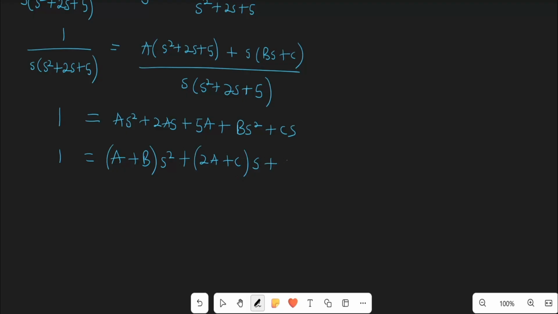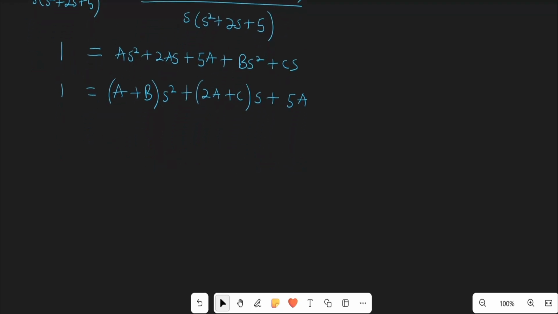That's s, and now the constant is 5a. Right, so we have to find the values of a, b, and c. By comparing both sides, we have 5a, which is a constant on the right hand side, and that is equal to 1. The constant on the left hand side is 1, so that implies that a is equal to 1 over 5. Cool beans.